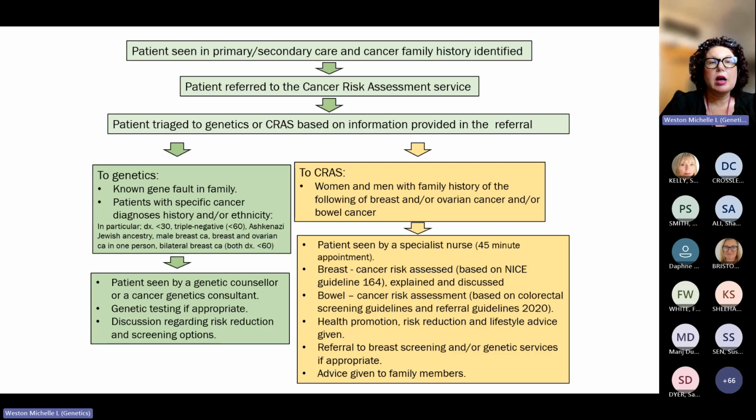If they're seen by us, then similar in a sense, we draw a 3-generation family tree, we can then carry out a risk assessment, health promotion, and then we can refer to breast screening or genetics as appropriate, and then we provide information for relatives.